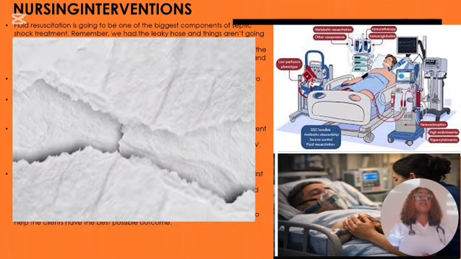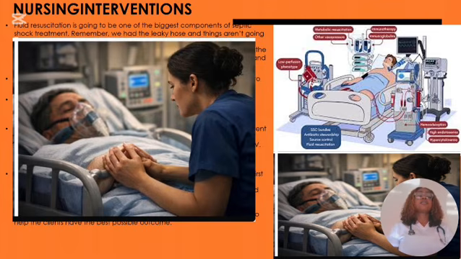What are the nursing interventions? Fluid resuscitation is going to be one of the biggest components of septic shock treatment. Remember, we had the leaky holes, and things are not going to where they need to go. We need to increase our circulating volume as much as we can to help get blood, oxygen, and nutrients to the organs of the body. We want to minimize the risk of injury to organs such as the kidney and help restore perfusion as quickly as we can.